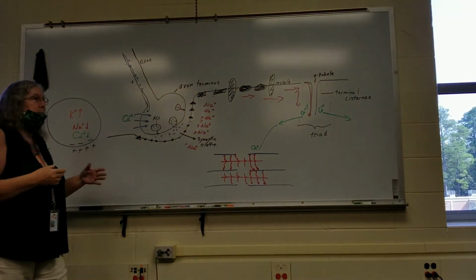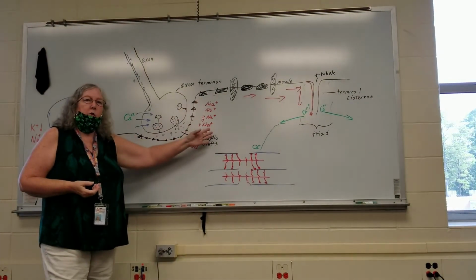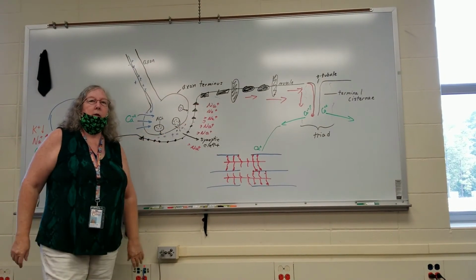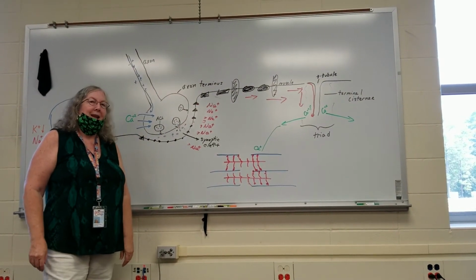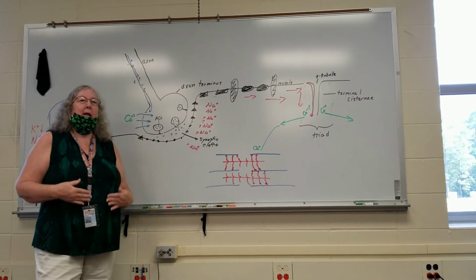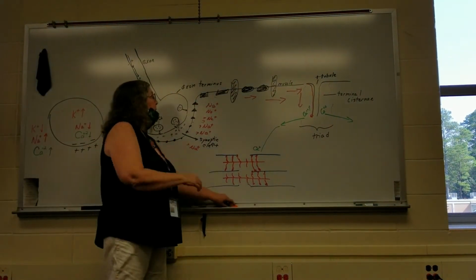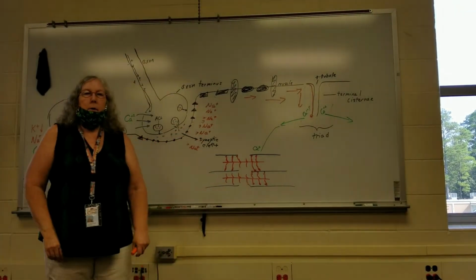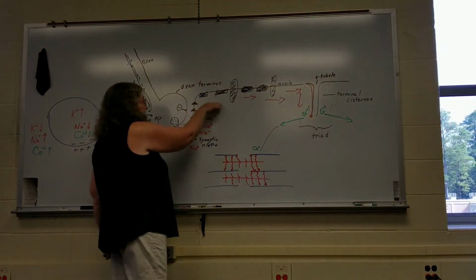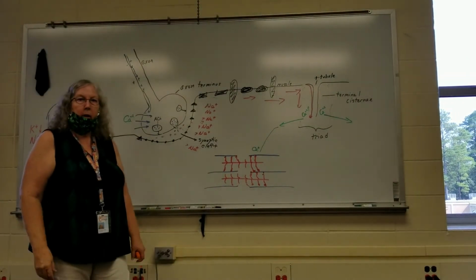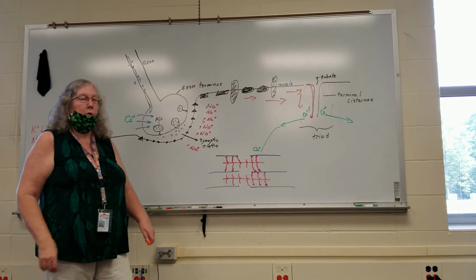How do you get things back to normal? Because you had a lot of positive charges coming in. Remember, you turned the inside of the cell positive. At rest, it's negative. You need to get it back to that negative charge. So this is where now your sodium gates are going to close. Shut down. Don't let any more sodium in. That's going to help because you're not letting any more positive charge in.